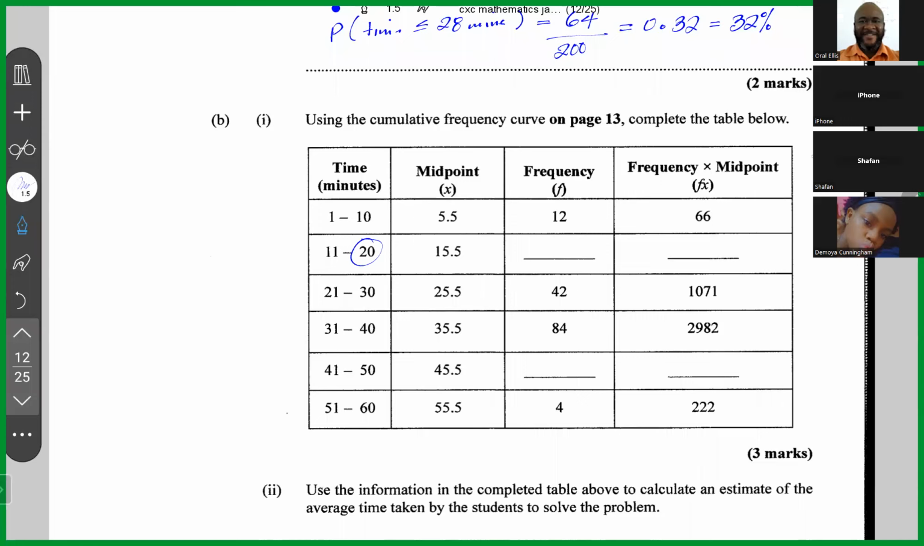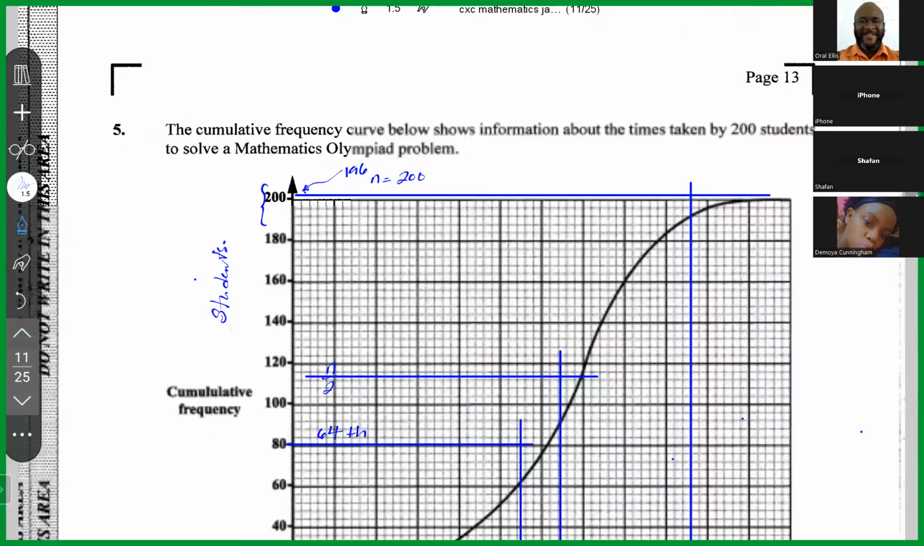So we have cumulative frequency. At this level it's 12. Let's find the cumulative frequency at this level. To do that, I need to go back to my graph. So let's go for 20.